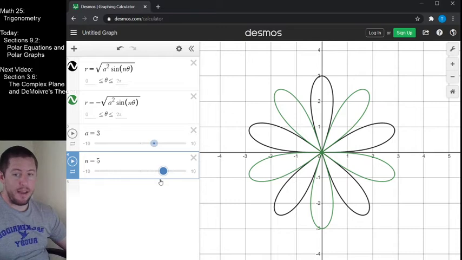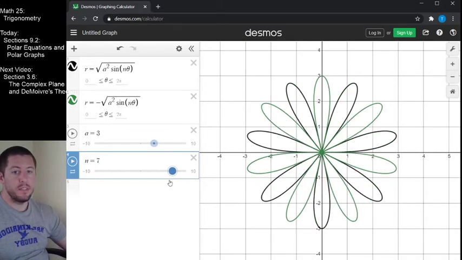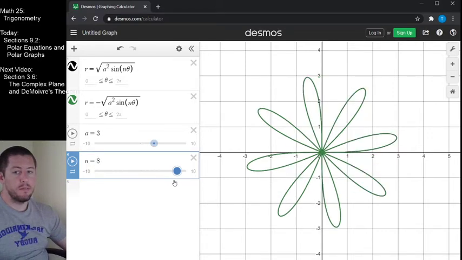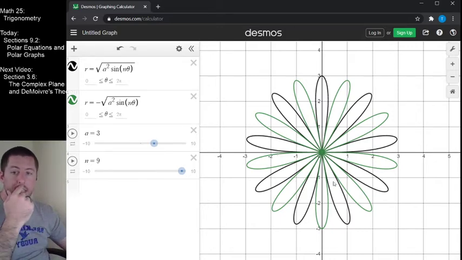5 gives 10 petals. 6 gives 6 petals. 7 gives 14 petals. 8 gives 8 petals. 9 is going to give 1, 2, 3, 4, 5, 6, 7, 8, 9, and another 9 makes 18.